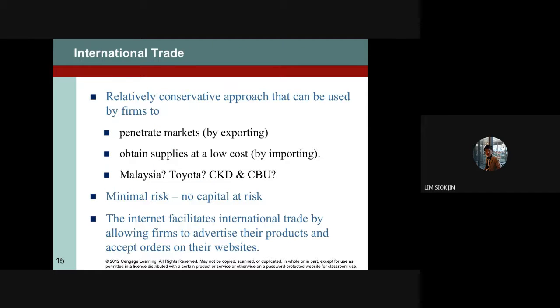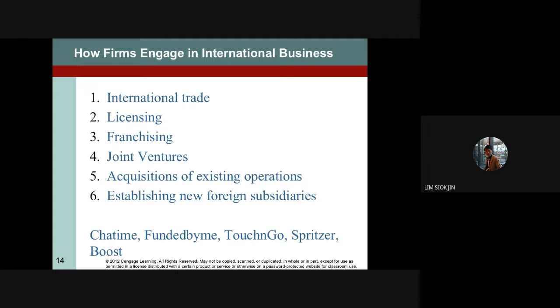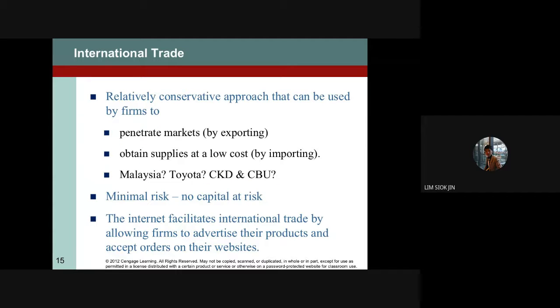Okay, so let's first go into international trade. So the international business can be done through one of these six ways. Okay? International trade is a conservative approach used by firms to penetrate market and obtain supply at a low cost. In Malaysia, we also have international trade. Okay, for example, Toyota. Okay, maybe don't say Toyota lah. Let's say a sports car, Ferrari. Okay, Ferrari. Then here I mentioned this CKD and CBU.